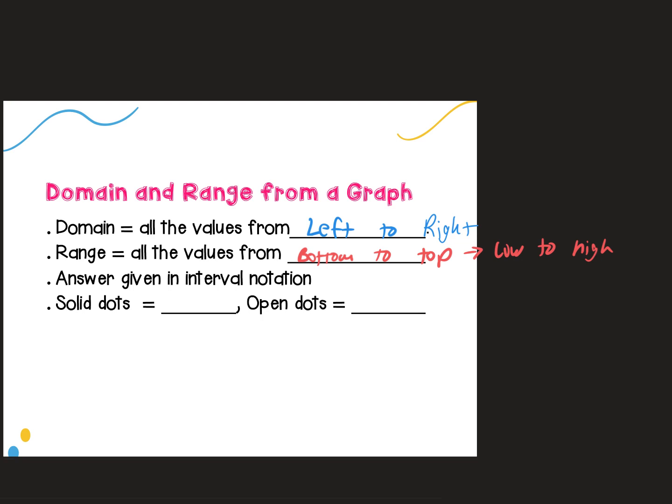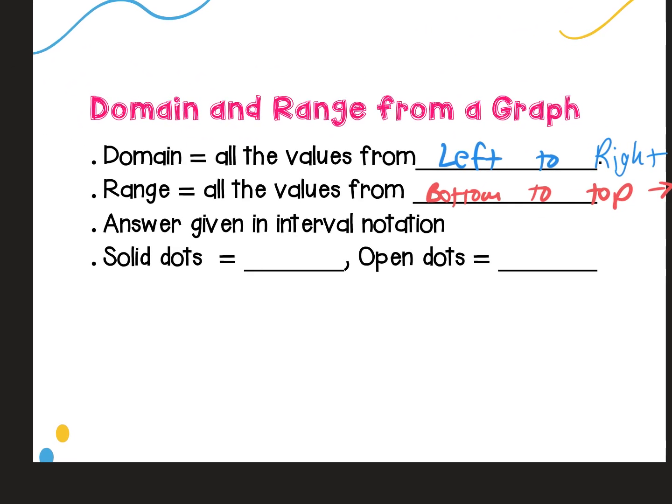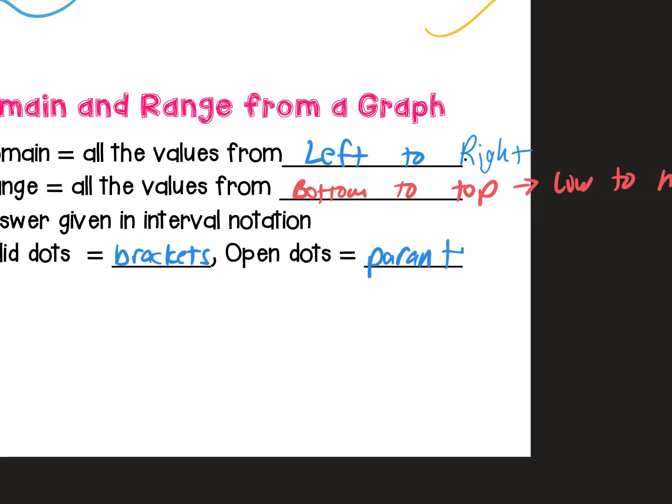We're always going to put our answers in interval notation. If you have a closed or solid dot, we're going to use brackets. An open dot uses parentheses, right? Parentheses. I think that's how you spell it. Something like that. All right.